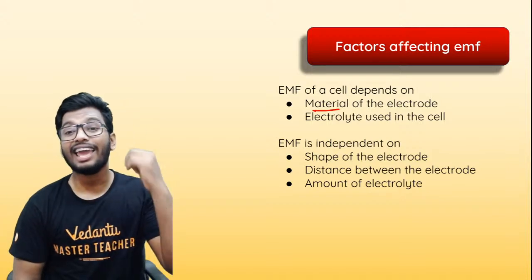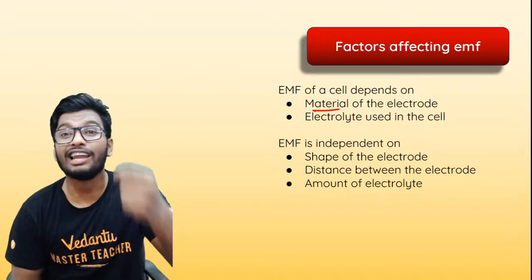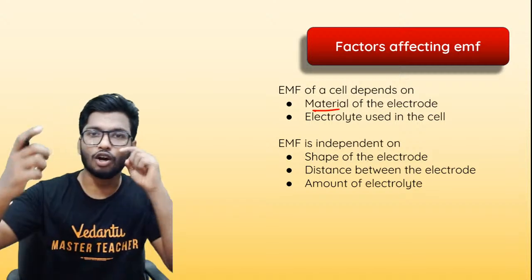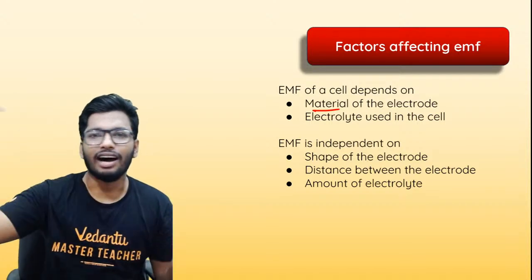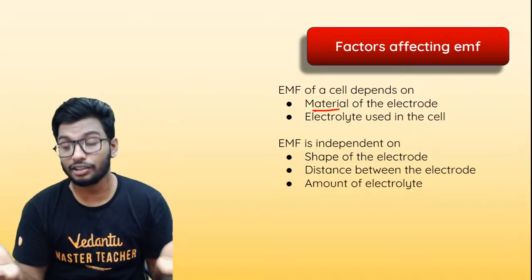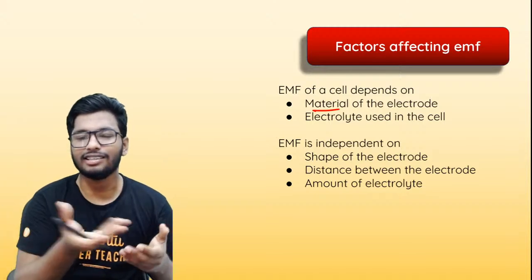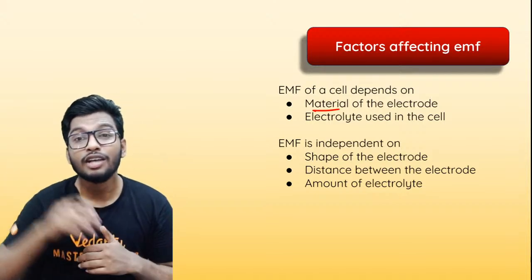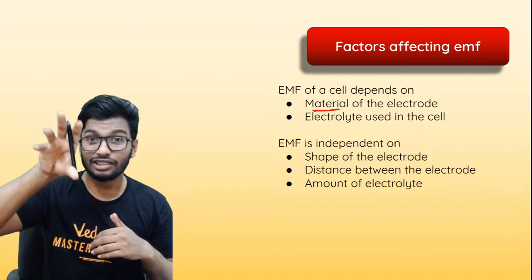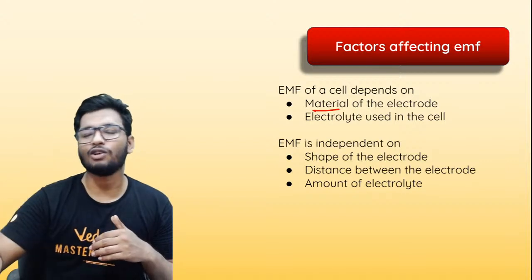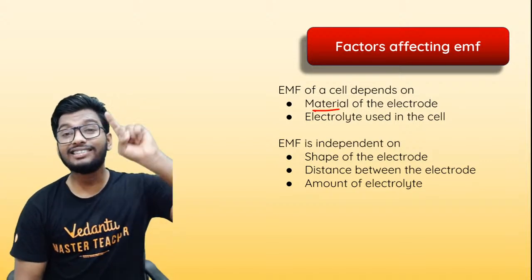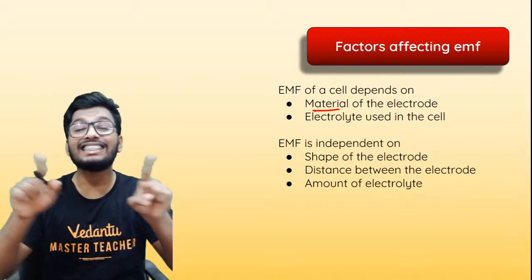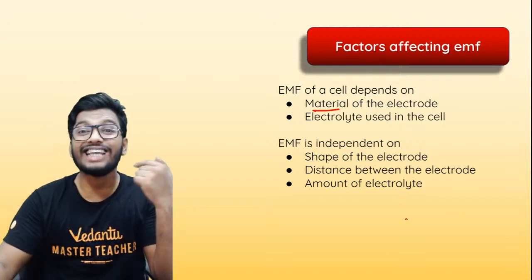And secondly, it is the electrolytic solution, or the electrolyte, that is used in the cell. If you talk about a dry cell, it'll have different types of chemicals. If you talk about an electrolytic cell, it'll have a different type of solution. So the type of electrolytic solution that is there is also a factor that it depends on. But what it doesn't depend on is the distance between the electrodes or the shape of the electrode.